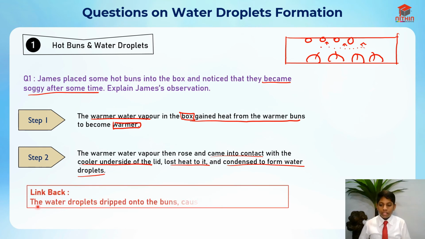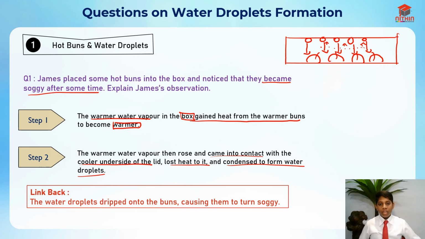Basically what we need to say is that the water droplets dripped onto the buns, causing them to turn soggy. The water droplets over here went down and dripped onto the buns, and then the buns become soggy. This is how you answer the question using the steps. But of course in the exam you don't say step 1, step 2 and link back. You need to write it as one paragraph.